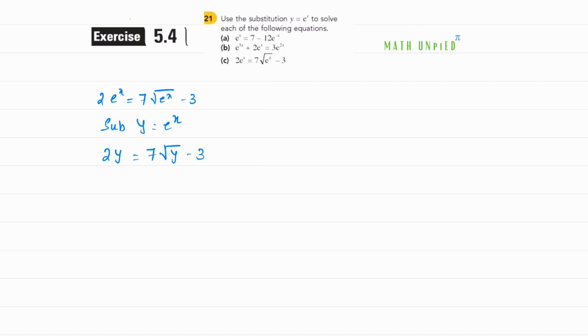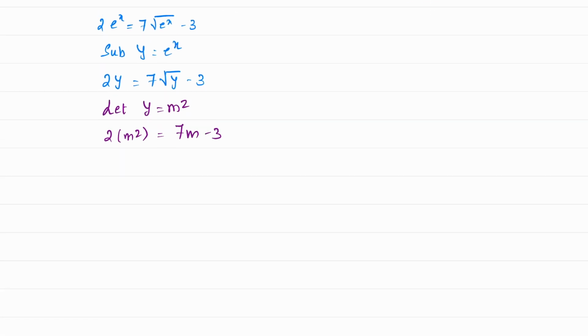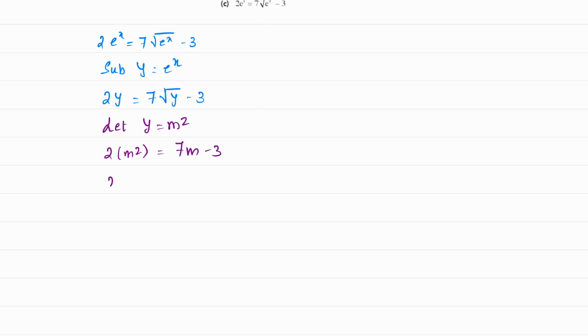Now it has got a root y, and we have to bring it into a quadratic equation form for us to easily manage and solve this. So what we can do is we'll make one more substitution. Watch this carefully. Let y equals m square. So 2 times m square for y equals 7 times root of m square, which is m. So 7m minus 3. Now we'll bring everything to the left side and rearrange this: 2m square minus 7m plus 3 equals 0.